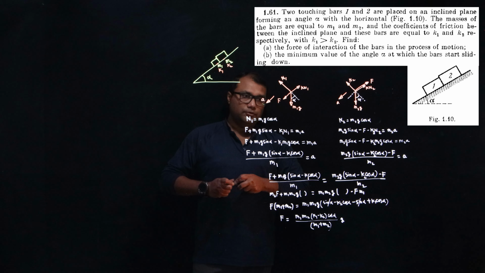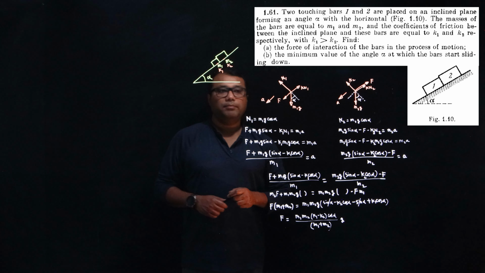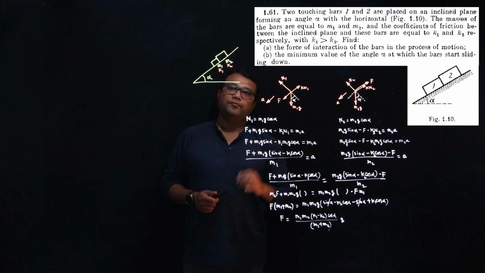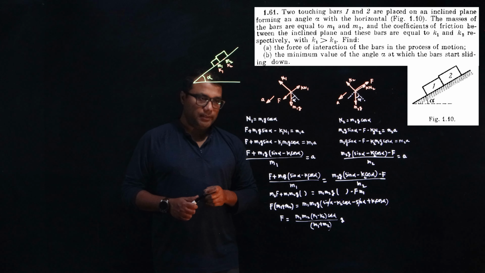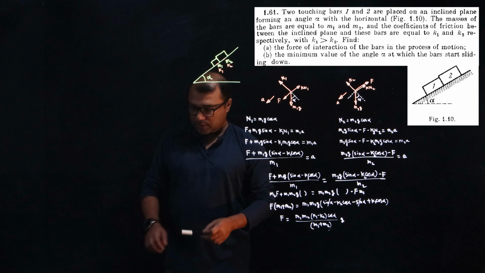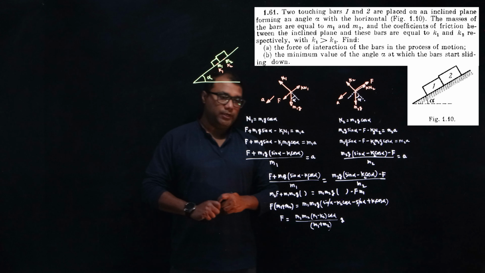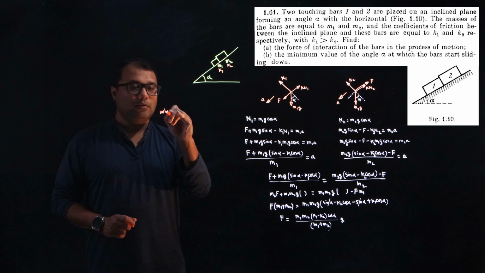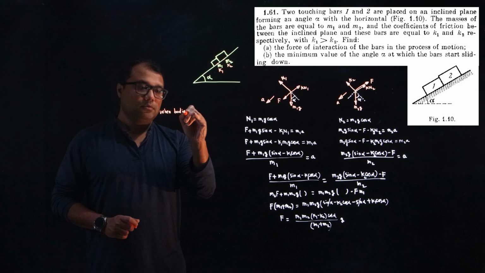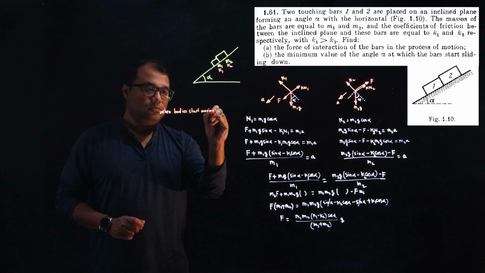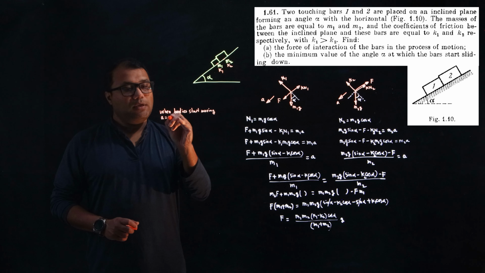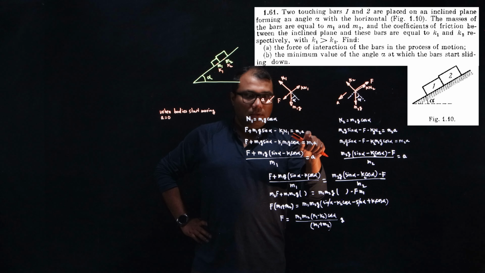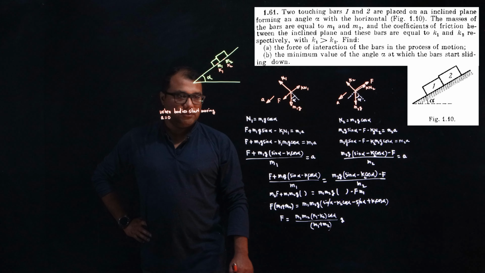Okay, so that is the force of interaction. Now the second part of the question is, what is the minimum alpha at which m1 and m2 start moving, right? So to consider the case when it starts moving, we can say A equals 0. So we can substitute in this equation A equals 0.